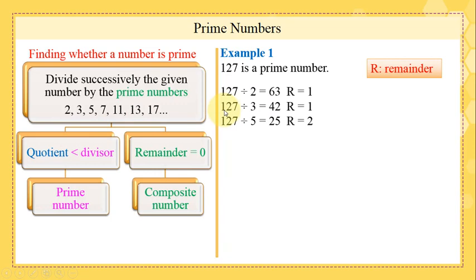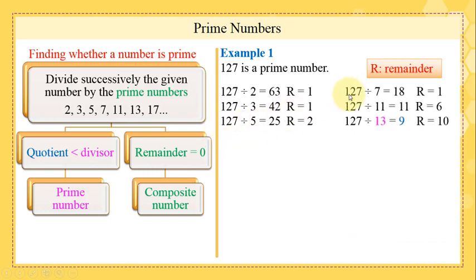After that, you continue dividing 127 by the second prime number, which is 3. Then look if any of the 2 cases is obtained. Since neither of the 2 cases is obtained yet, continue dividing 127 by the next prime numbers until you divide 127 by 13, where you will get a decimal quotient whose natural part is 9. Compared to the divisor, which is 13, we see that 9 is smaller than 13, which means that the quotient is smaller than the divisor. So you stop dividing and you say that 127 is a prime number since 9 is smaller than 13.